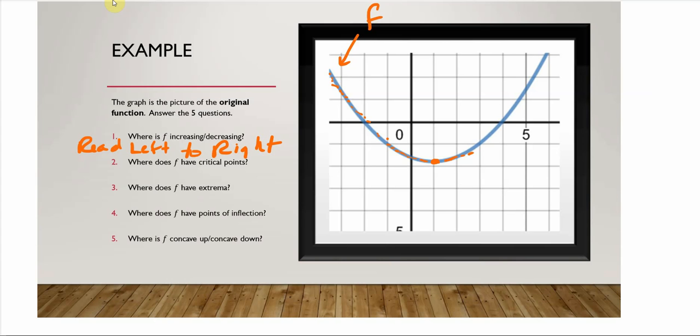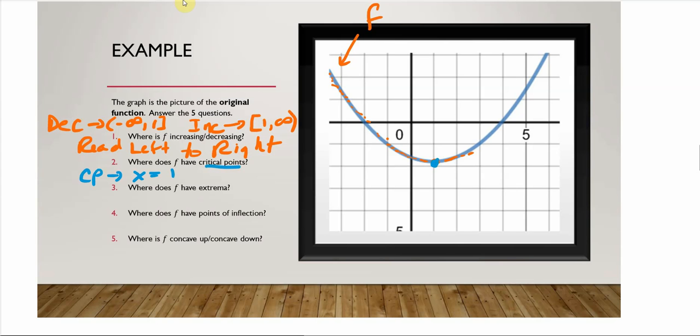So we're going to say that it is decreasing from negative infinity all the way to 1. Now, where is it increasing? It is increasing from 1 to infinity. Now, where does f have critical points? Critical points are really where you have zero slope or undefined slope. And right at that point, we're going to have zero slope. So we have a critical point, a CP, at x equals 1.